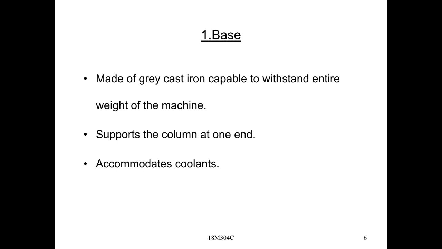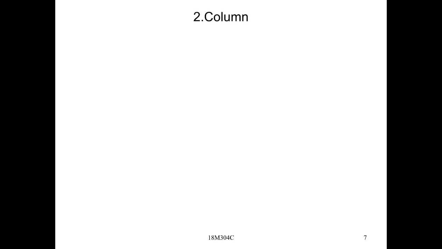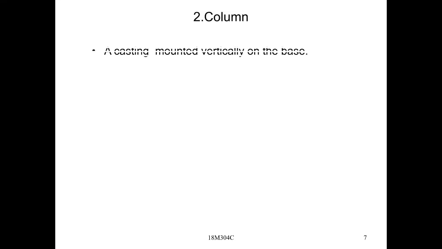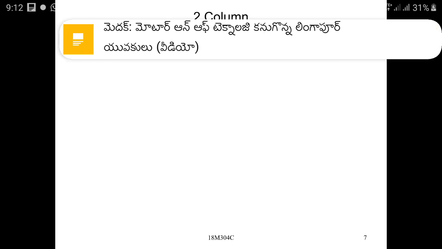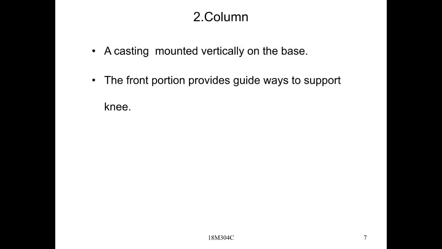So that is the main thing, it accommodates the coolants, right? Next one is the column. Column is a casting mounted vertically on the base, because it provides a side. And the next one, the front portion, provides guideways to support the knee, right?